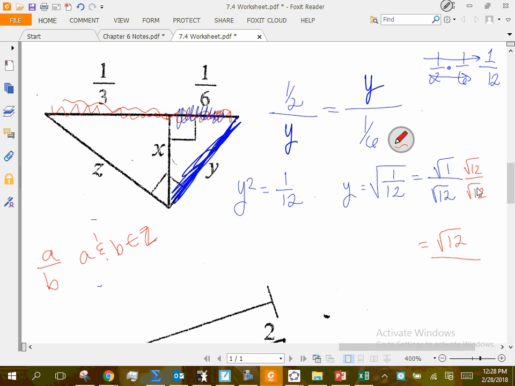What's radical 12 times radical 12? Radical 144, which I heard somebody say 12, right? And this number, which was irrational, now become rational? Yeah. It's 12 over 1, right? It's an A over B where A and B are both integers. Okay? So we just rationalize that denominator.